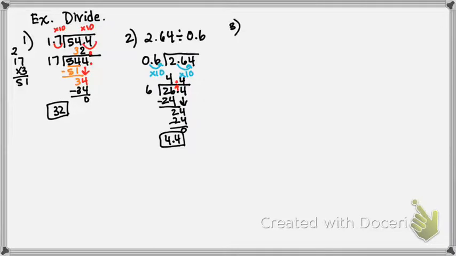Number 3. Ooh, this is ugly. Let's see what we got here. 63 ten-thousandths divided by, oh, this is ugly too, 7 thousandths. So we rearrange it.